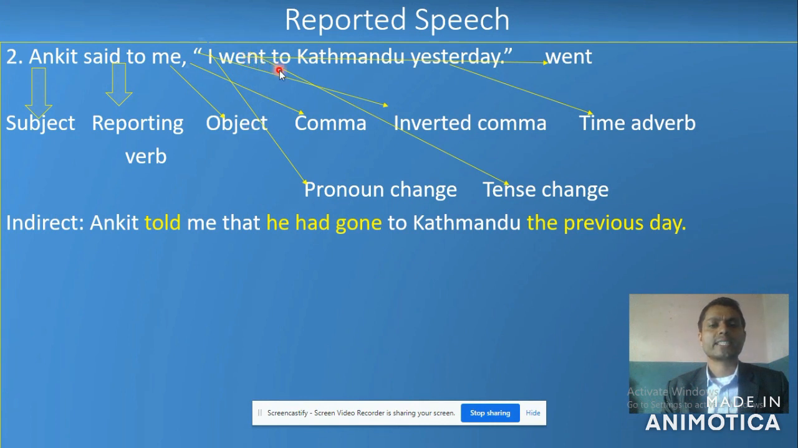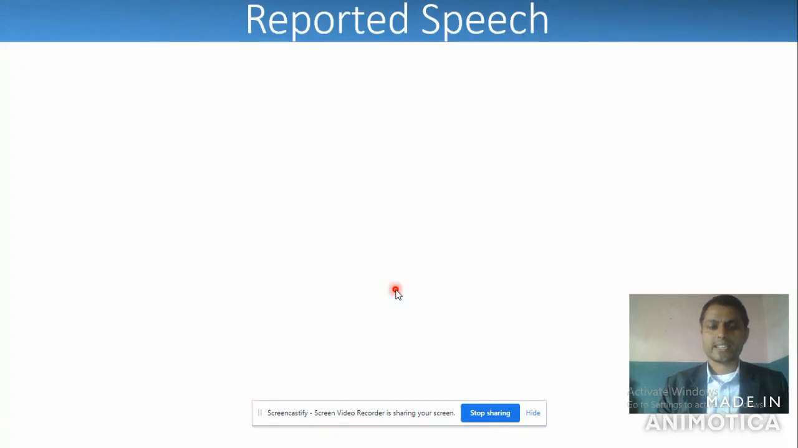Now the tense: we have to change simple past tense into past perfect, okay. He had gone, had plus verb 3 or past participle of the verb, had gone to Kathmandu. Then yesterday must also change, this is the time adverb, okay. Yesterday becomes the previous day, right? So these are the changes that we have to make while changing from direct speech to indirect speech. Got it? Well, my dear student, now look at the next slide here.